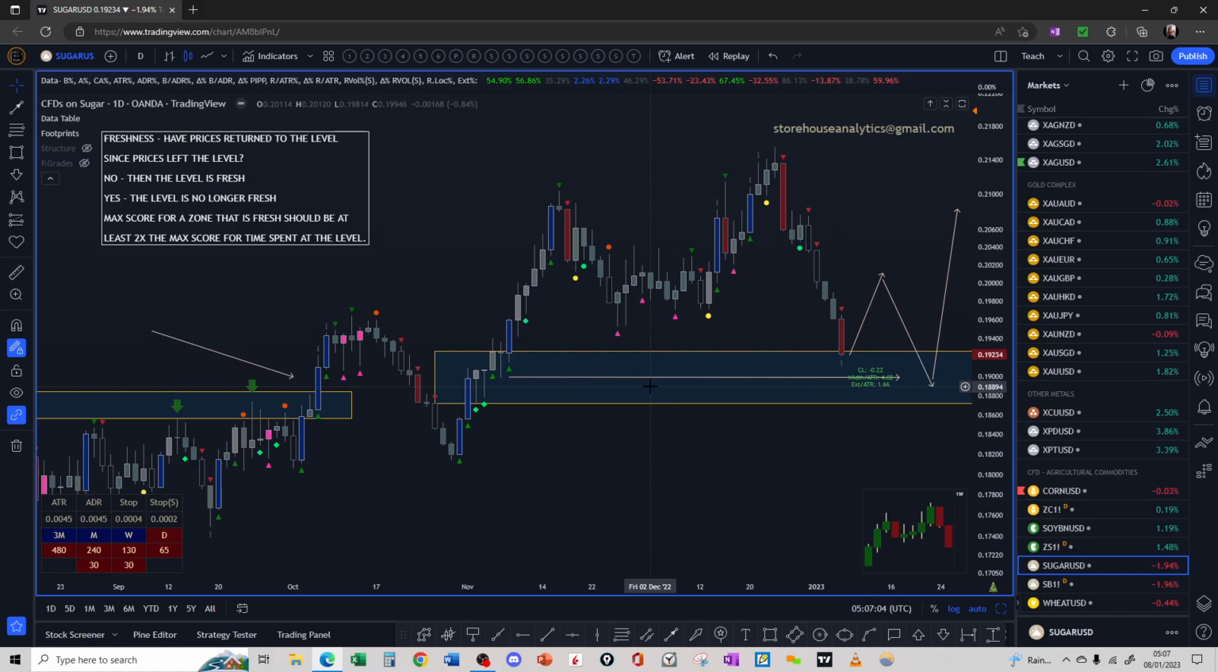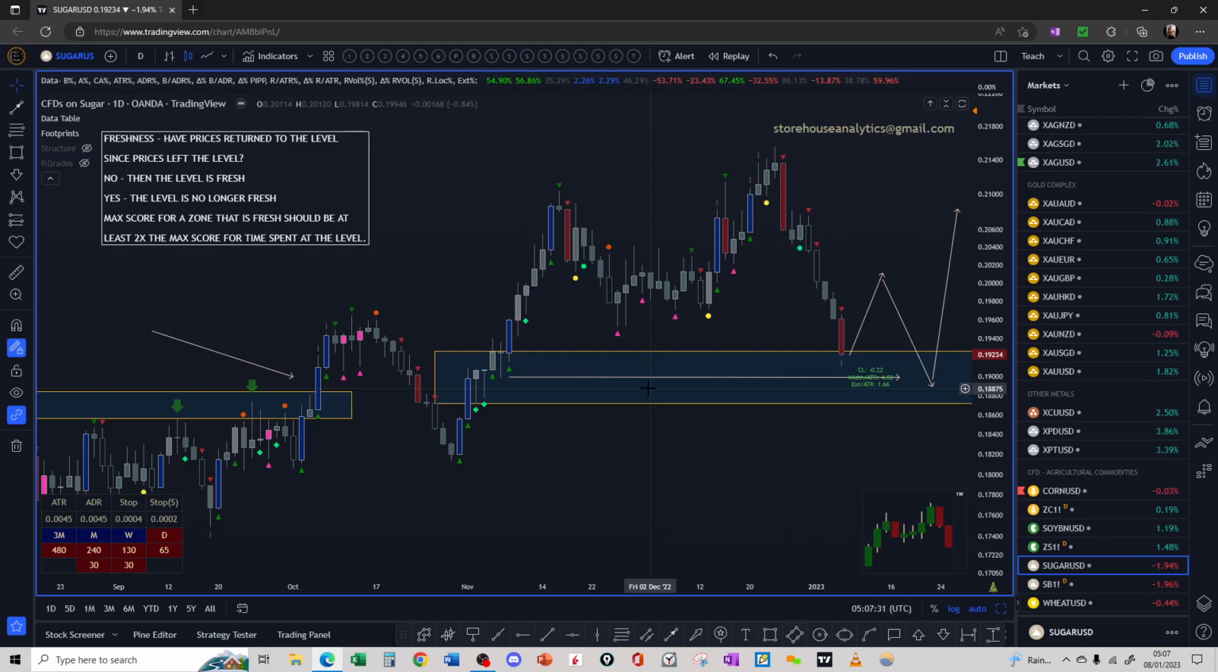Have prices returned to the level? Yes. You now have two options. You can decide, I give it a score of 0 straight away because it's no longer fresh. Or you can do a sub-assessment and say, okay, it's come back to the level. How deep did it go into the level? If it's 50% or less, I give it a score of 5 out of 10 instead of 10 out of 10.